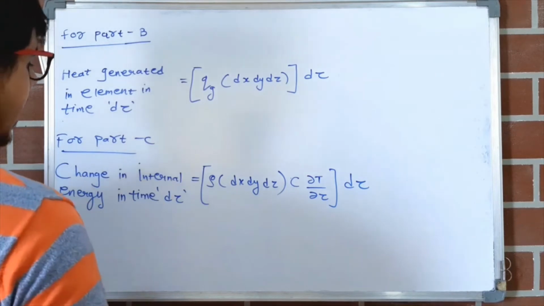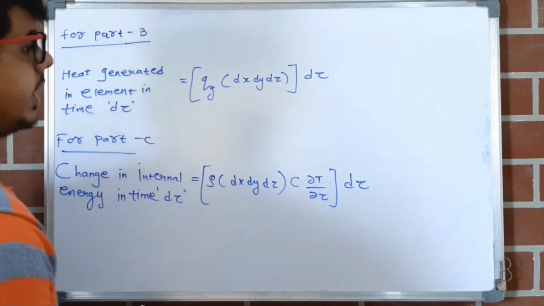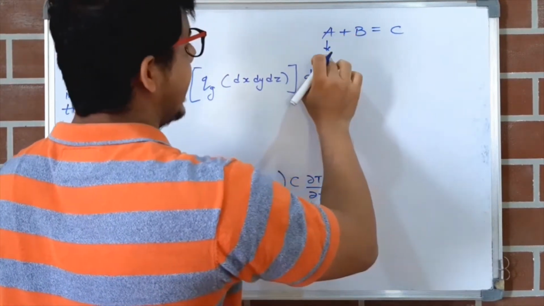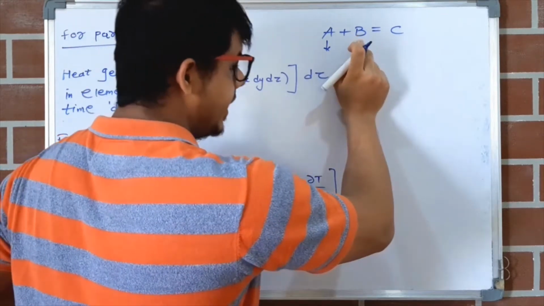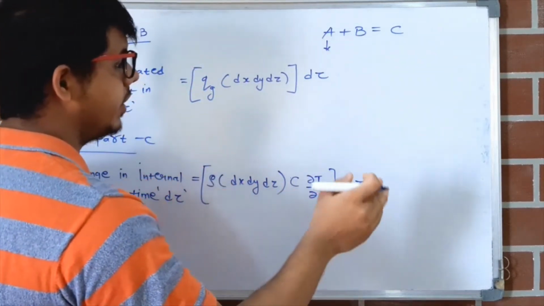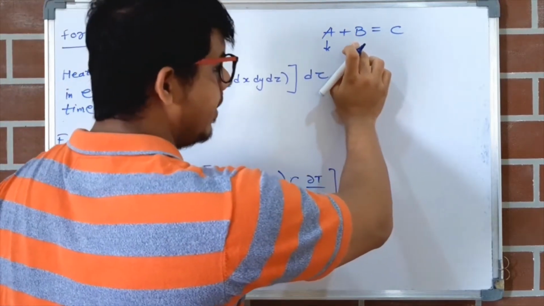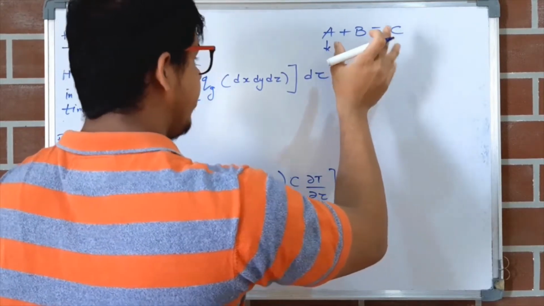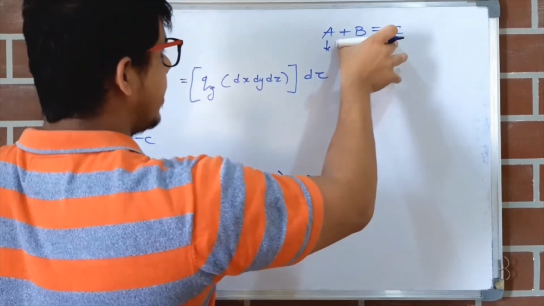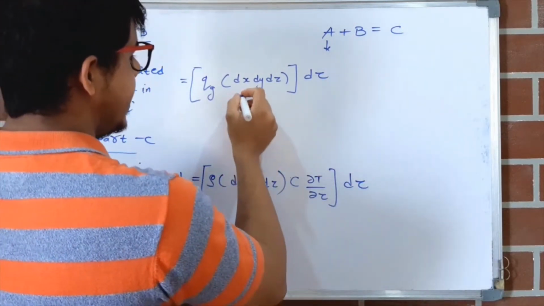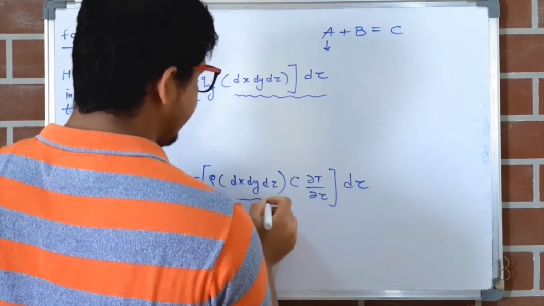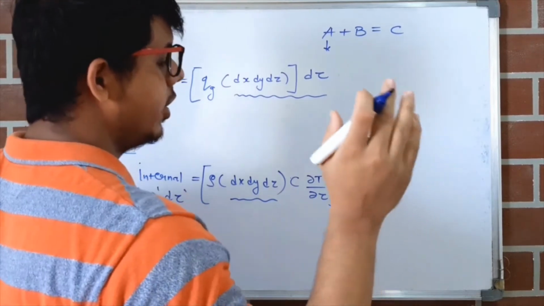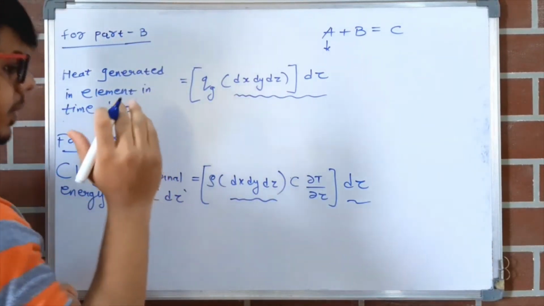Now we put these three equations in the equation A plus B equals C. A is the net heat input in all directions, B is the heat generated in the element, and C is the change in internal energy. This is the energy balance equation. Now if we put these three equations in this equation, you will find that dx dy dz and d tau will be cancelled from both the left hand and right hand sides, and you will get the final result as we derived in the previous video.